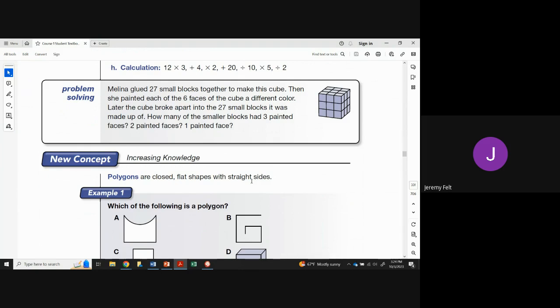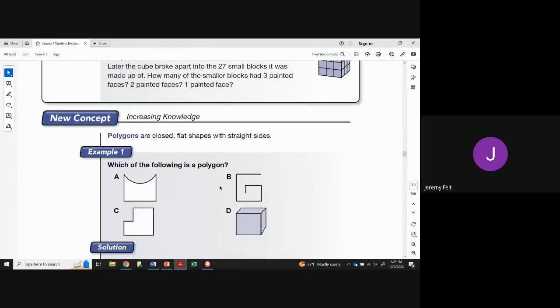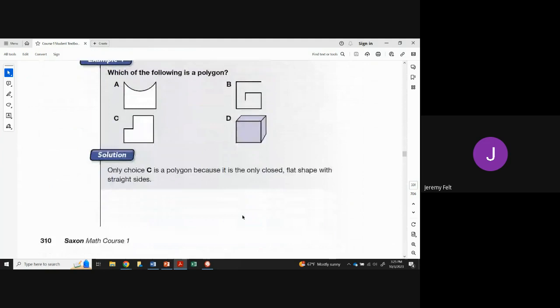So it's got to be enclosed. It's got to be flat. So a three-dimensional shape is not a polygon. So if we look at A, B, C, and D, A, it's enclosed. It's two-dimensional. It's flat, but it's got a curve. So it's not a polygon. B, flat, two-dimensional, but it's not enclosed. All straight edges, but it's not enclosed, so it's not a polygon. C, yeah, it's closed, flat, and it's got straight sides. So C is a polygon. D looks like a cube or rectangular prism, so that's a three-dimensional shape. So no, it is not a polygon.